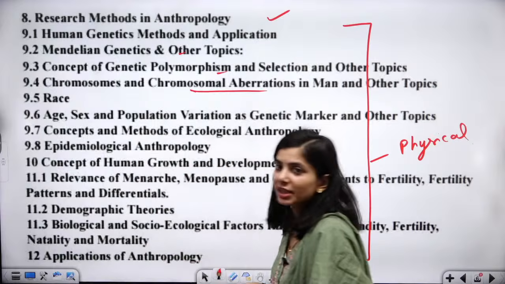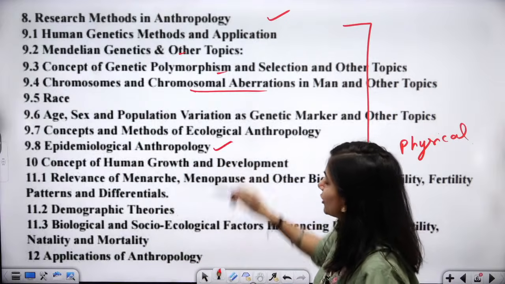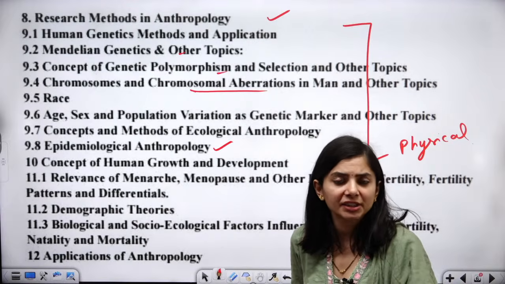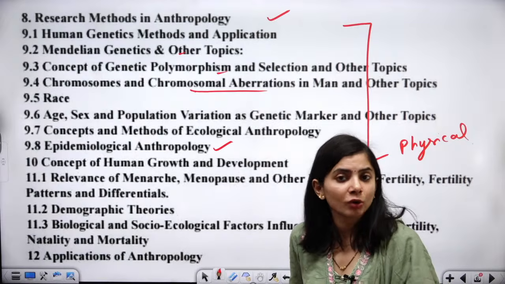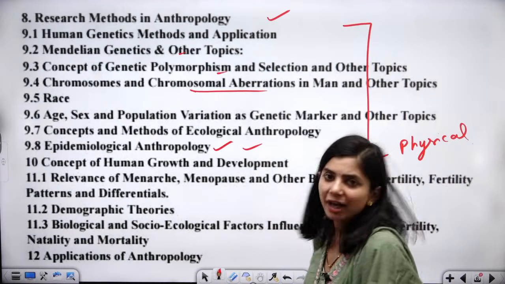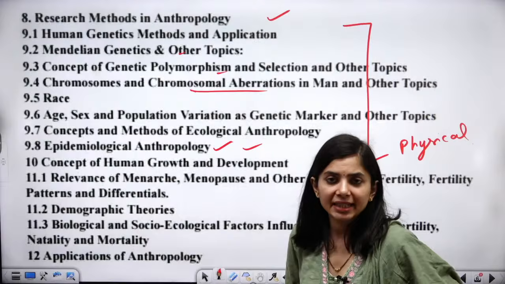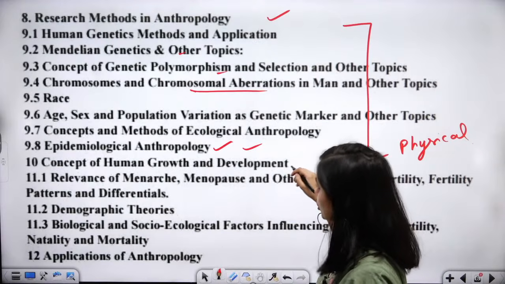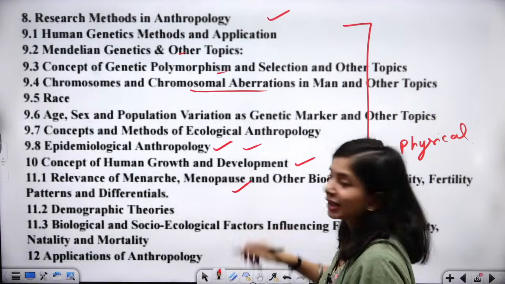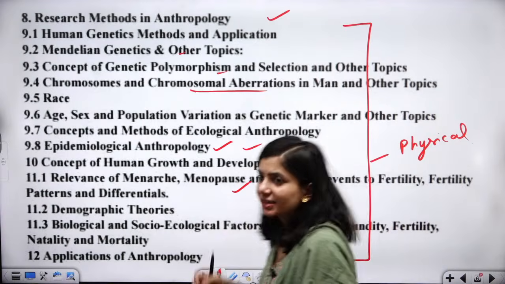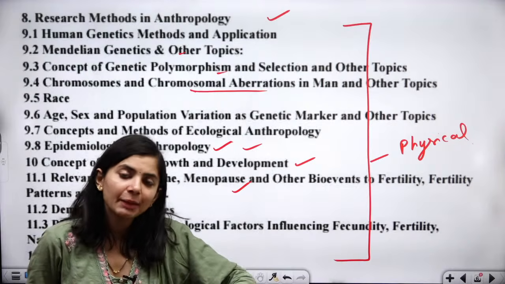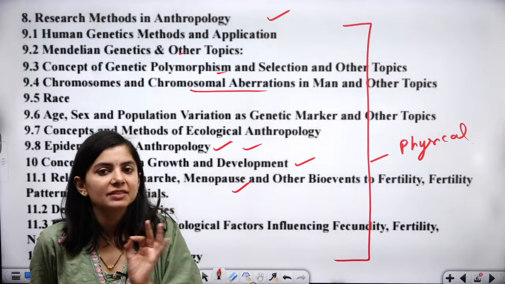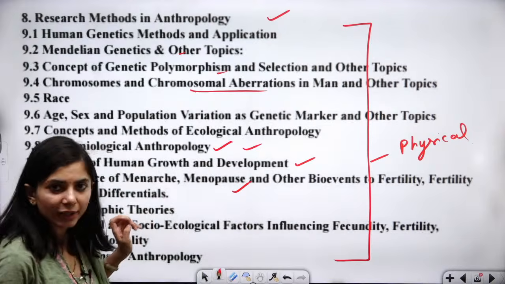Here we are going to study about the epidemiological anthropology, where we study about disease, infectious disease, non-infectious disease, communicable disease, non-communicable disease. That is basically part of your GS paper 3 science and technology, and also part of your prelims. Okay, here also human growth, the menarche, menopause. So all these parts have some overlapping with your GS paper science and tech as well as your prelims. Fine.